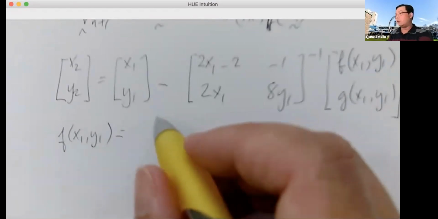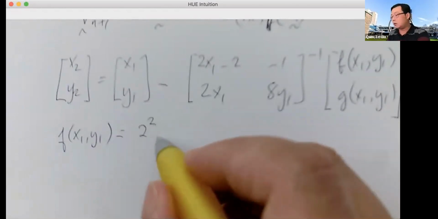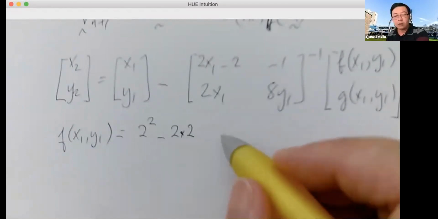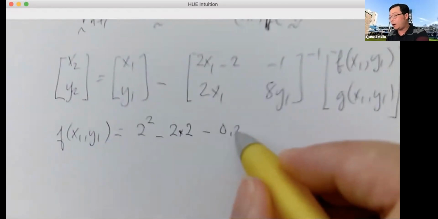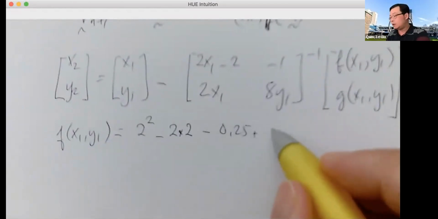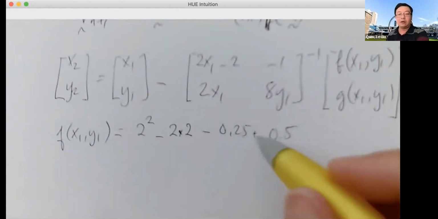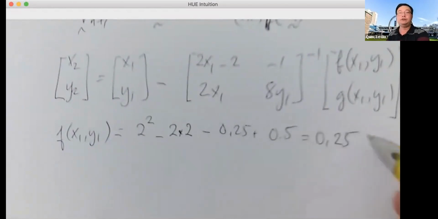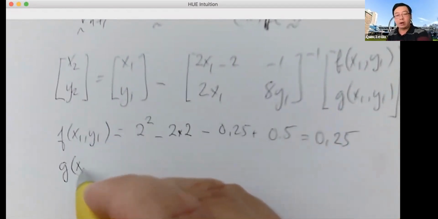Well, it's just 2 squared minus 2 multiplied by 2 minus 0.25 plus 0.5. So 4 minus 4, 0.5 minus 0.25. So it's just 0.25. And so what is g of x1, y1?